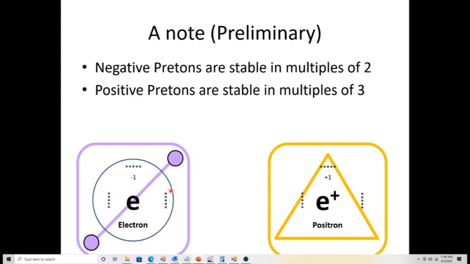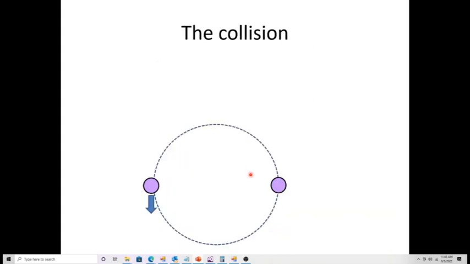Okay, so the other note, this is an observation, hasn't been corroborated yet, but it looks like negative pretons are stable in systems of multiples of 2, where positive pretons are stable in systems of multiples of 3. So here you have the electron and the positron. Now let me show you the electron-positron canceling. This is all over the internet, and everybody has a different Feynman diagram of how these things interact with each other when they decay. So here you've got your electron, it's spinning under its own power, just minding its own business, and then somebody shoots a positron and it hits it right in the center.